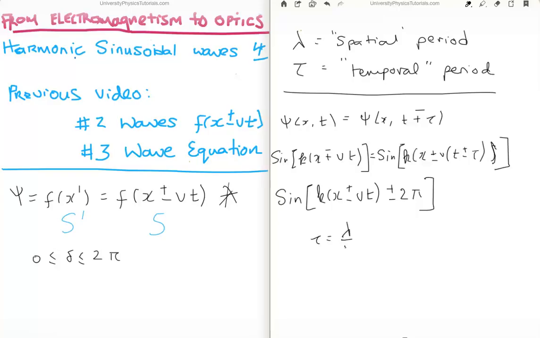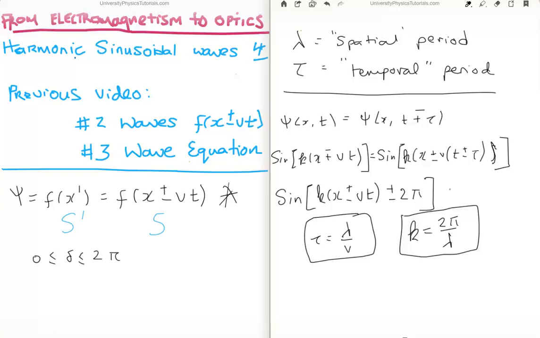Putting it all together, what we get is that the temporal period is lambda over v. So we saw that the spatial period lambda over 2 pi was equal to the wavelength or the wave number, and now what we get is the temporal period is lambda over v. All right, now is there anything else we need to know?